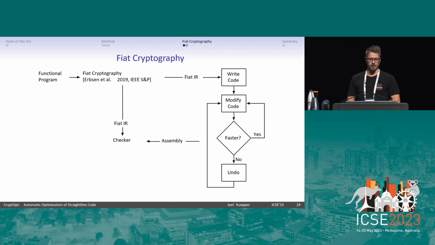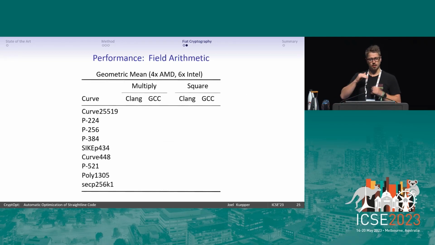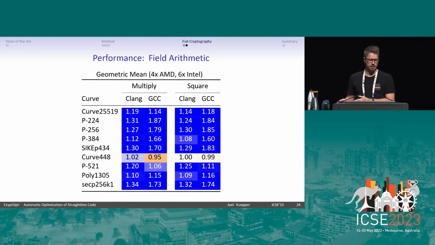So we got Fiat Cryptography, and Fiat Cryptography can generate field arithmetic for these primes, for these cryptographic schemes that we see there. We generated code for the multiply and square operations on 10 different machines. What we see in the table is relative speedups, so a higher number is better. And we see that for most of these functions, we actually improve the performance, or at least match the performance of the off-the-shelf compiler.